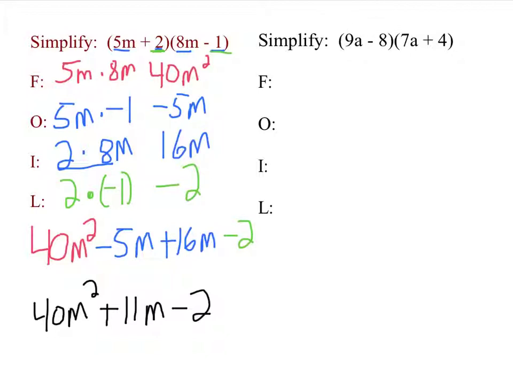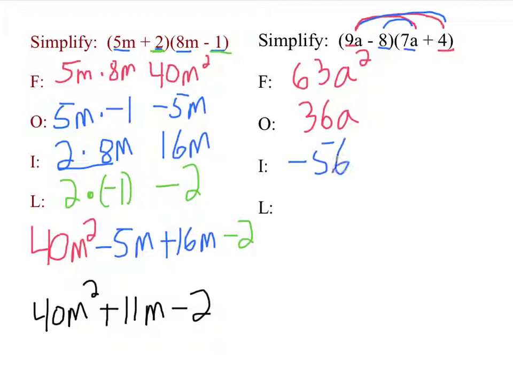If I do the distributive property twice, I multiply these, and I get 63, 9 times 7, and I get a squared. Then I'm going to multiply my outer ones, 9 multiplied to 4, and that's 36a. Then I'll move to my inner ones, or I should have done that color, sorry. My inner will be negative 8 multiplied to 7a, which is negative 56a. And lastly, I get negative 8 multiplied to 4, which is negative 32.